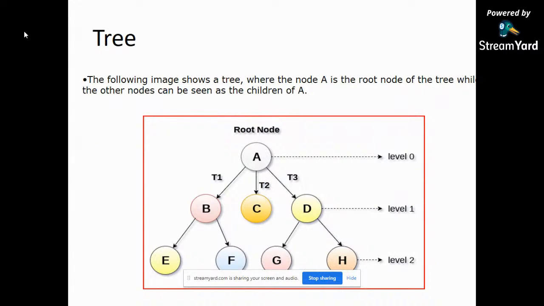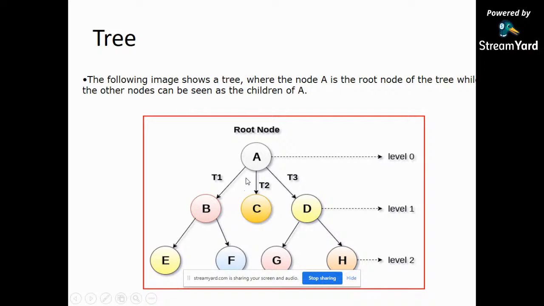So this is the image which shows a tree where the node A is the root node of the tree, while the other nodes can be seen as the children of root node or children of A. So now we'll see the different terminologies which we are using up till now. So what we have said is that tree data structure is a recursive data structure. So in this, first of all, we are having one root node. Now if we want to insert the next node, we can either insert it in left or in right of the root node.